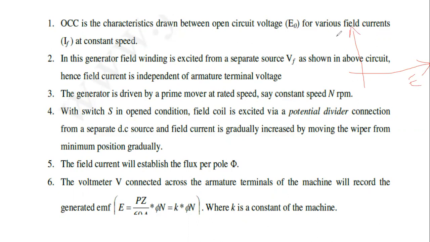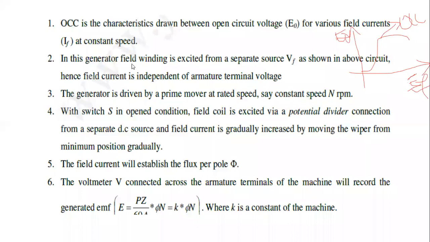This is the E0, the no load voltage, and this is the field current IF. The graph is called the OCC characteristics, or no load characteristics. This is the open circuit characteristics, or no load characteristics. The graph is drawn between E0 versus IF.